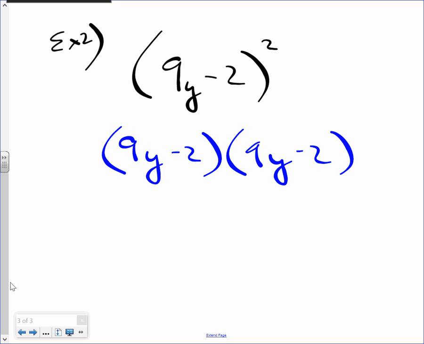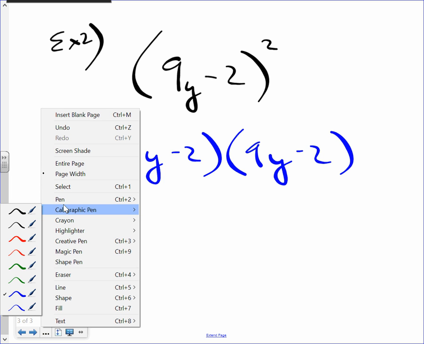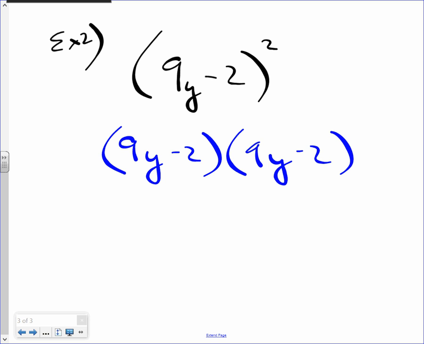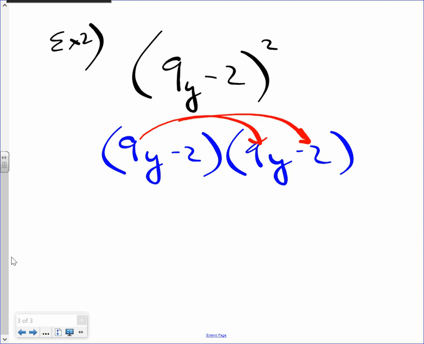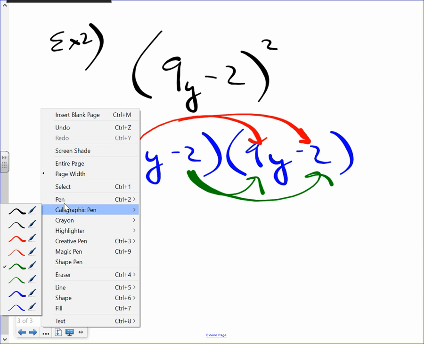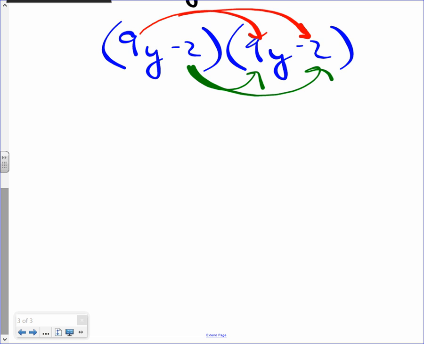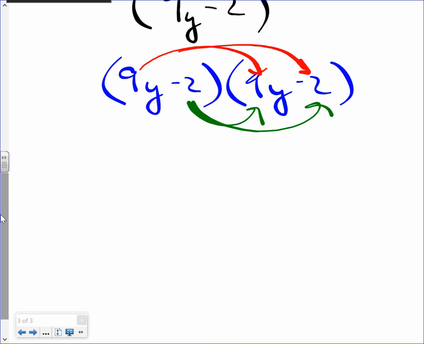Or I'm going to color code this puppy. We got a binomial times a binomial. Let's do it. 9y times 9y, and then the 9y times the negative 2. Let me use green now. The negative 2 times the 9y, and the negative 2 times the negative 2. Let's see what happens. There we go. 9y times 9y is going to be 81y to the what power? Thank you. 9y times a negative 2 is going to be a negative 18y.